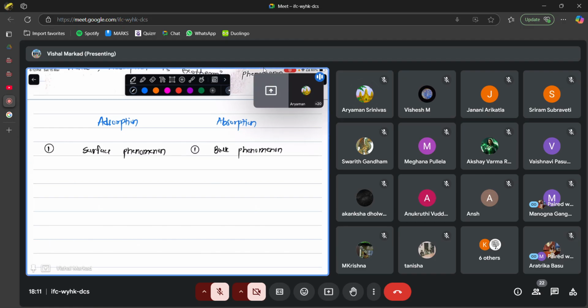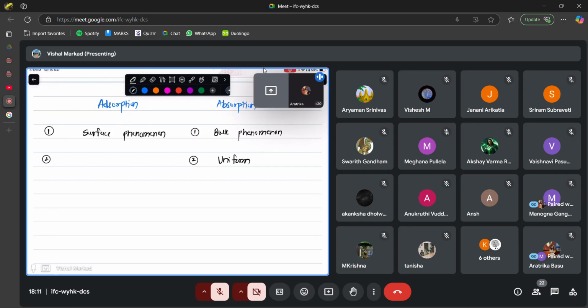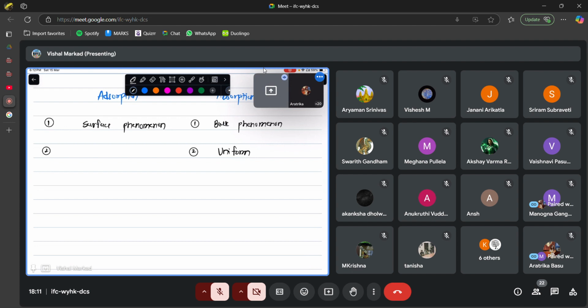Okay. This is the first difference. Second thing, what do you think? Which one will have uniform distribution, absorption or adsorption? Absorption will be uniform, right? What about the adsorption? Will it be uniform? No, sir, it will not be uniform, right?